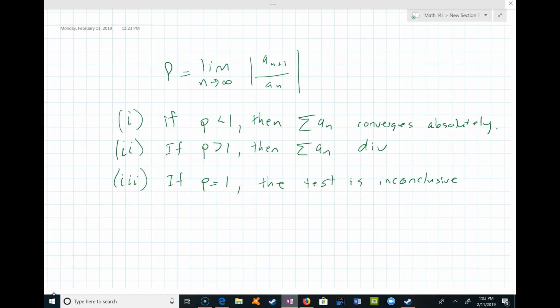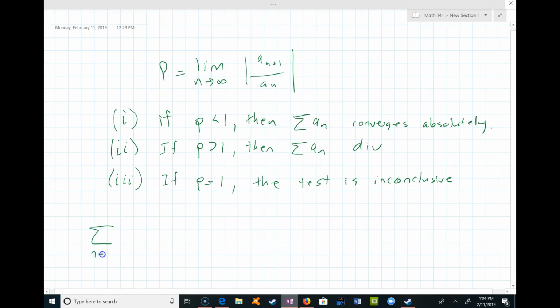So this is a little bit challenging because I think some of you might find dealing with a sub n and a sub n plus 1 challenging. So here's an example of one where, let's say, we have the summation, n running from 1 to infinity, of 2 to the n over n factorial.